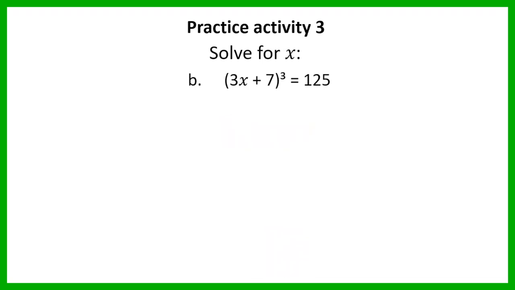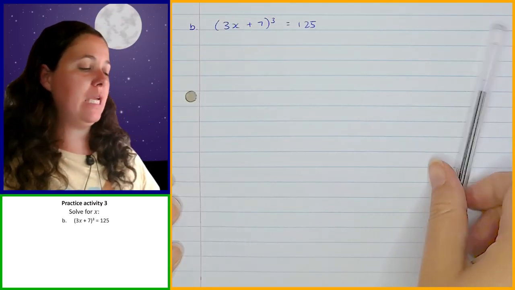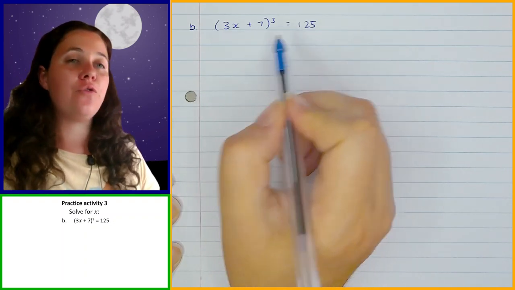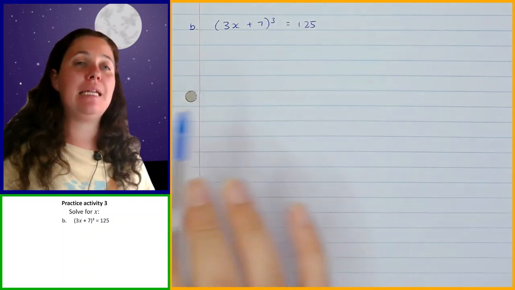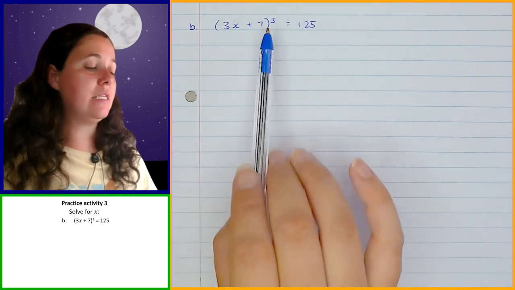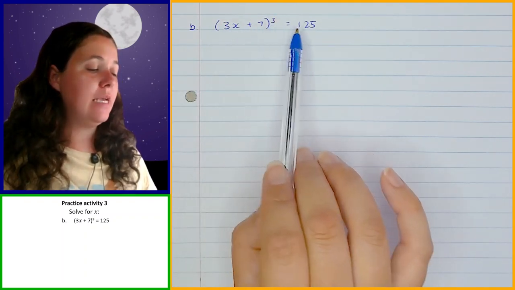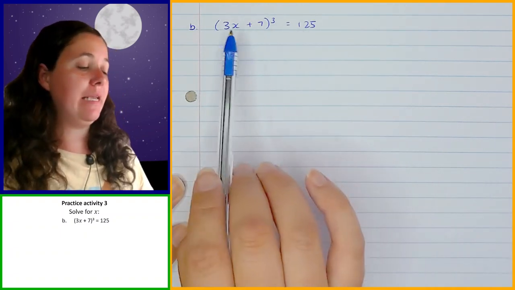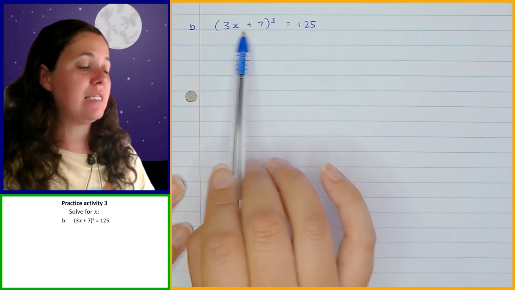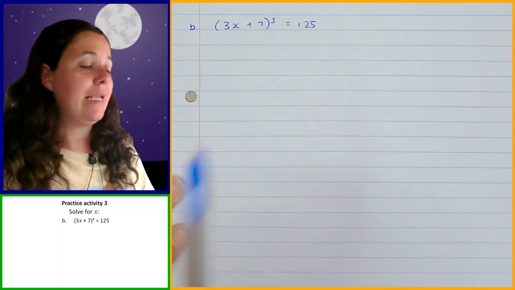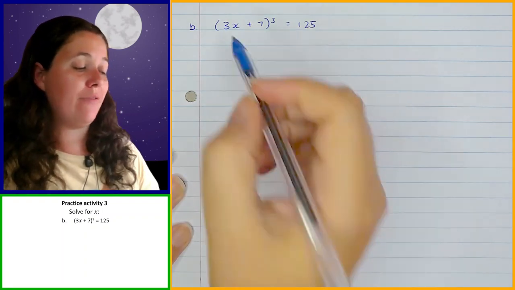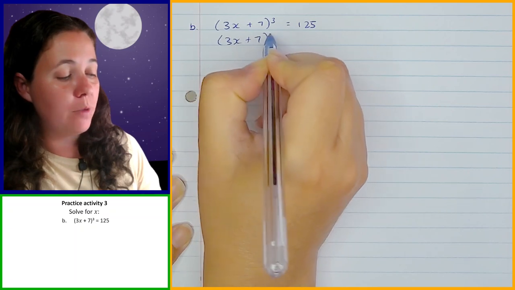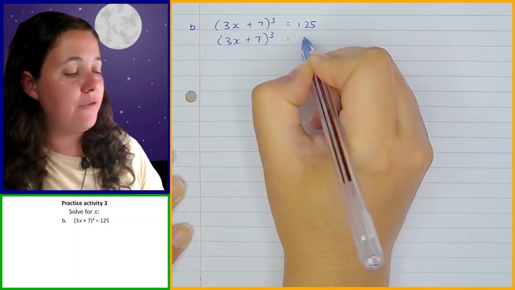Okay, so let's see how that went. In question B, we have got 3x plus 7 in brackets cubed equal to 125. So the first thing I need to do is see, is there anything that I need to move? In this example, there isn't. I've got one power on the left equal to one term on the right. There is nothing that I can move around here. So what I'm going to do now is see, can I make the 125 something to the power of 3? Yes, I can. 125 is 5 cubed. So this is 3x plus 7 to the power of 3 equals 5 cubed.